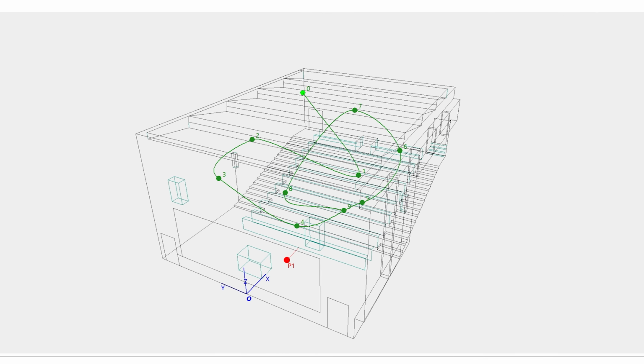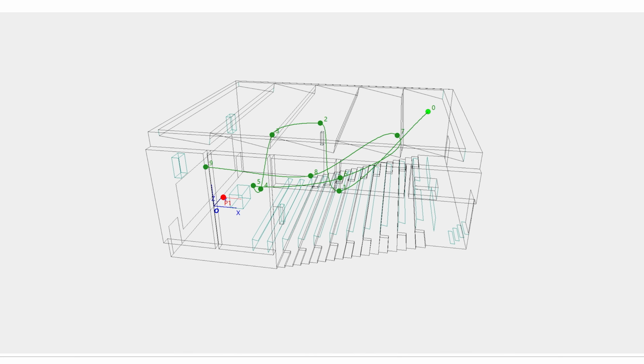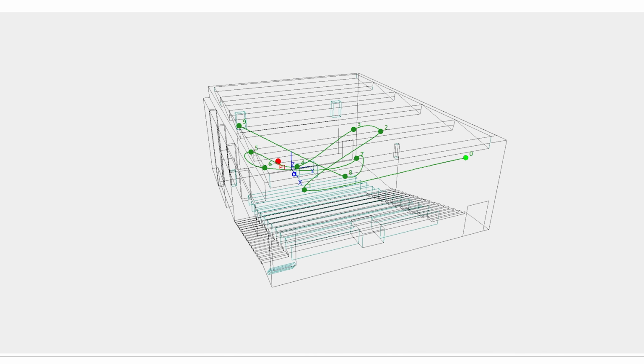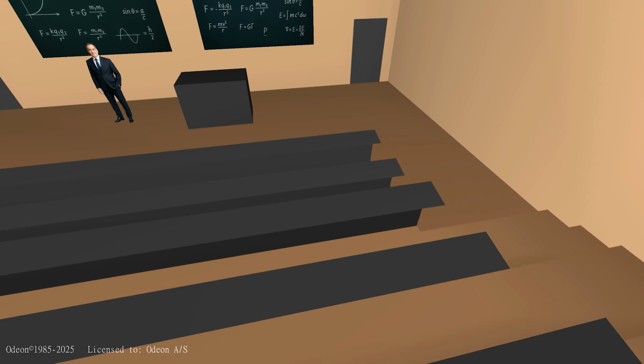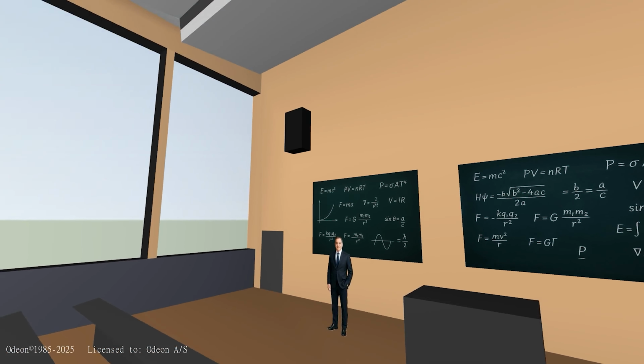First, you define a fixed receiver path. ODEON then computes the auralisation following that path, and exports the experience into an MP4 video file that can be shared to anyone. Due to the MP4 compression, a 1-minute video is small enough in size to share even by email.